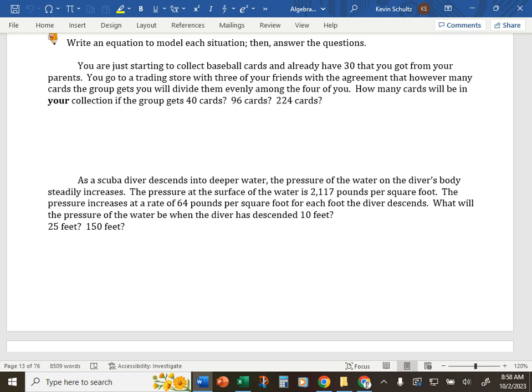Okay? As a scuba diver descends into deeper water, the pressure of the water on the diver's body steadily increases. The pressure of the surface of the water is 2,117 pounds per square foot. The pressure increases at a rate of 64 pounds per square foot for each foot the diver descends. What will the pressure of the water be when the diver heads out 10 feet, 25 feet, 150 feet? Okay? So, a couple to play with there.